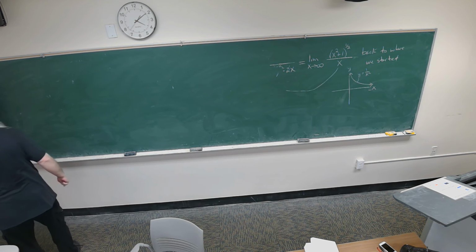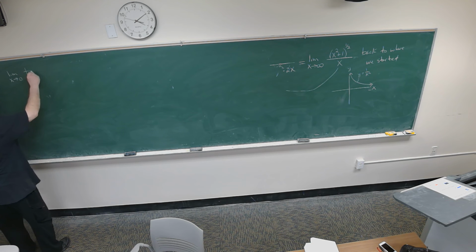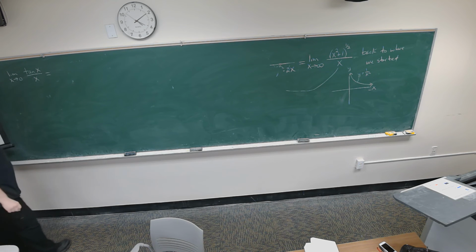Okay. All right. So now let's do the limit as x approaches 0 of tangent x over x. We did sine x over x earlier. There's a reason I'm doing this. It's for the last example we're going to be doing.